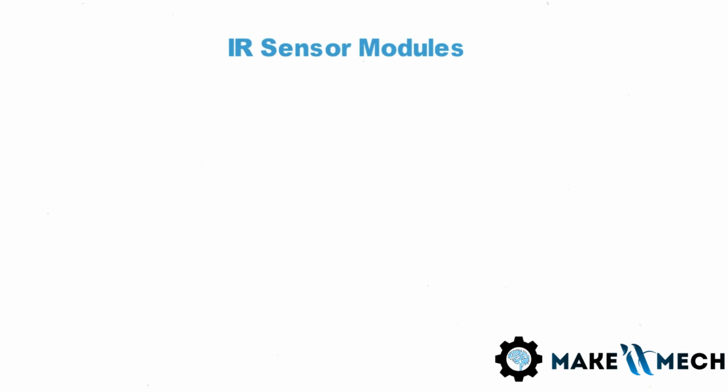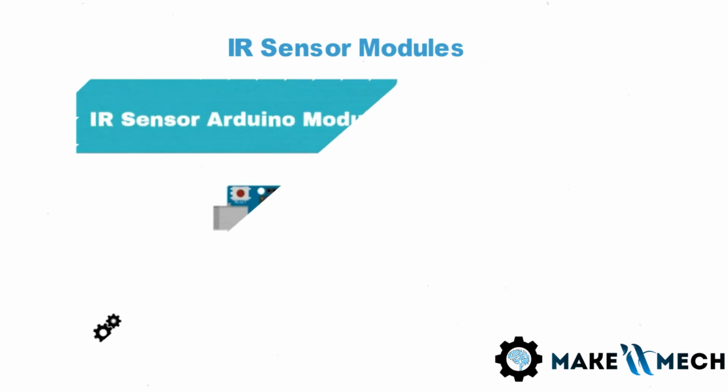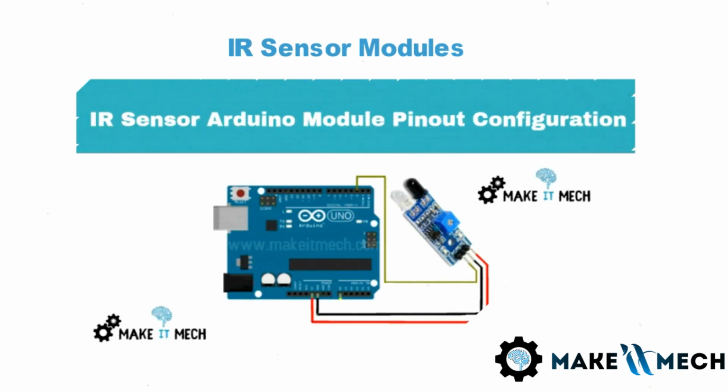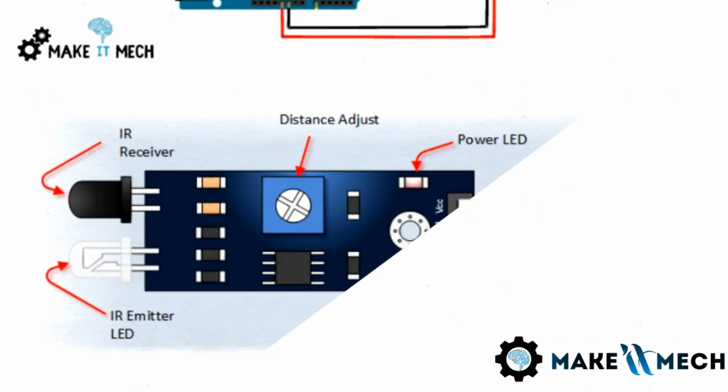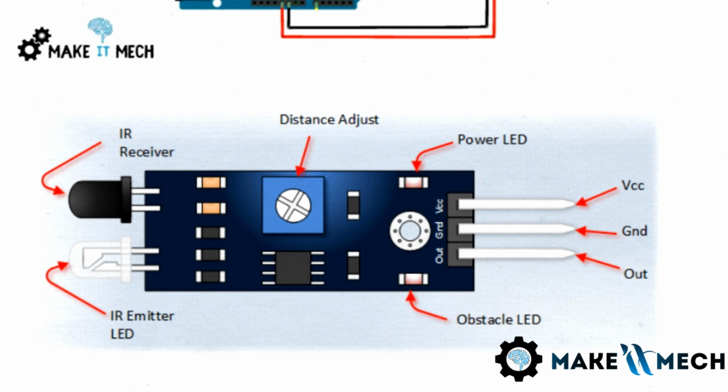IR sensor modules. Why are we going to use these IR sensor modules? These modules have a very good response and are very easy to use. As you can see, the pinout configuration, we have two IR LEDs. This port will play a very important role because you have to adjust it. So you have to test your module on any black or white surface and adjust your port.